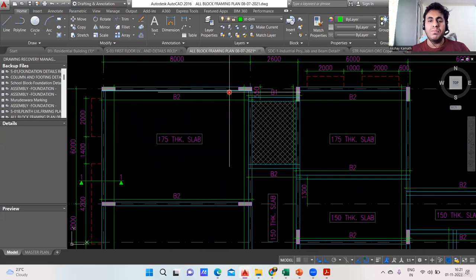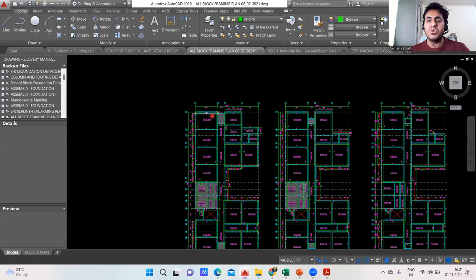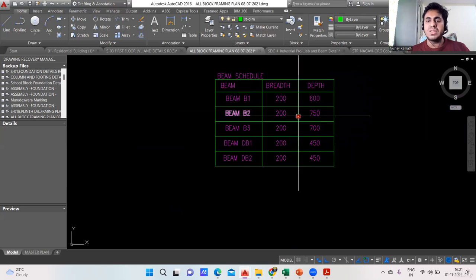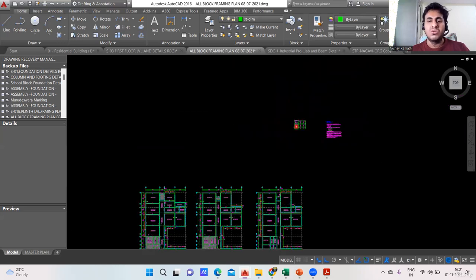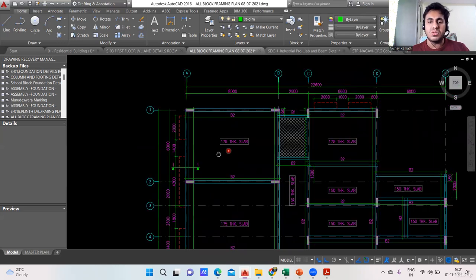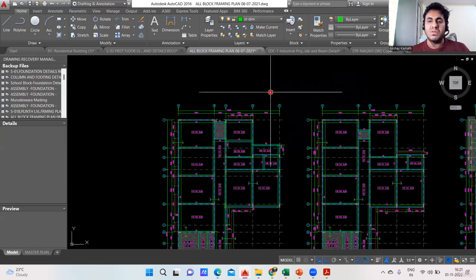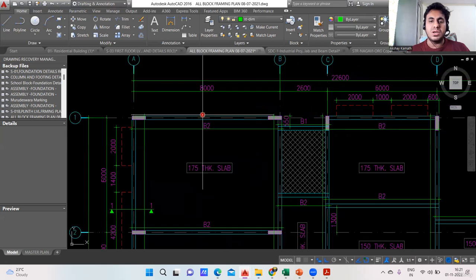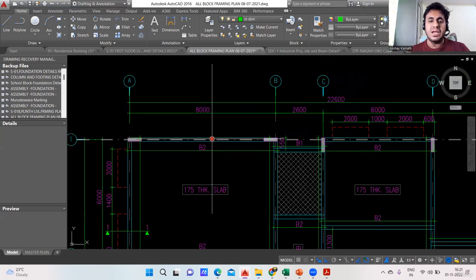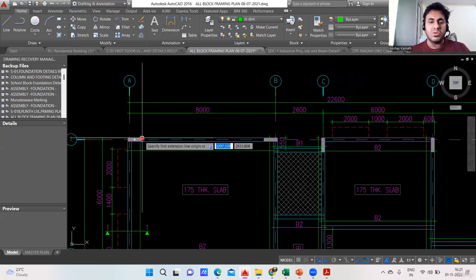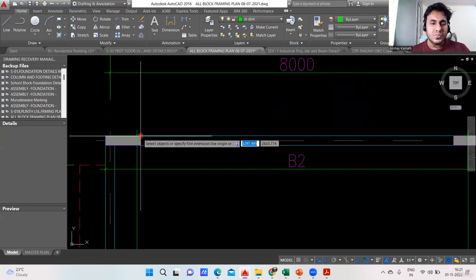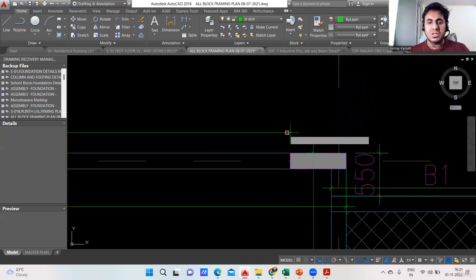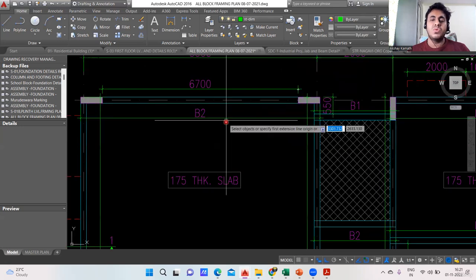So this is B2 beam. The size is not given, but for the size you have to refer to the schedule drawing. Okay, it's given. See here, the beam B2, the size is 200 by 750. So it's very simple. I got the size of my beam. Length, anyhow, you have to take from the AutoCAD, from this column outer to this column outer. How much is the length? It is 6,700.